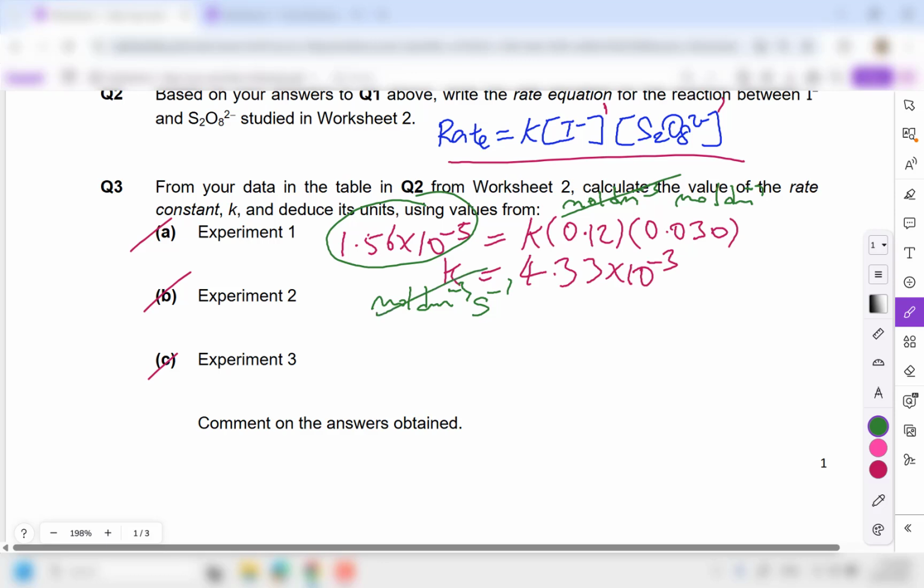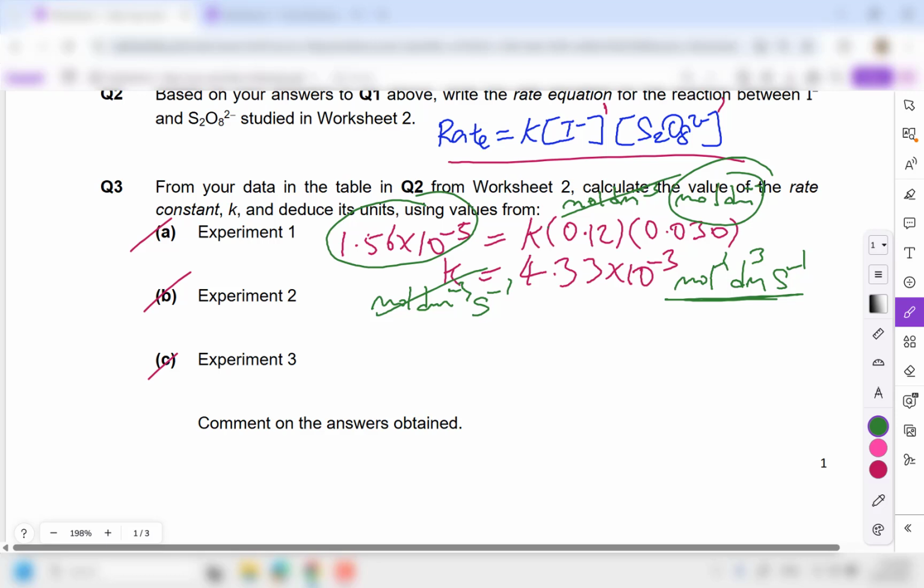Then the rate constant is here, so I'm just going to move the term over. Because I'm moving it over, it will be the reciprocal of moles per dm cube. So it will be moles to the power minus 1 dm cube, and then per second will remain. So this will be the units, and this is how we derive the units.